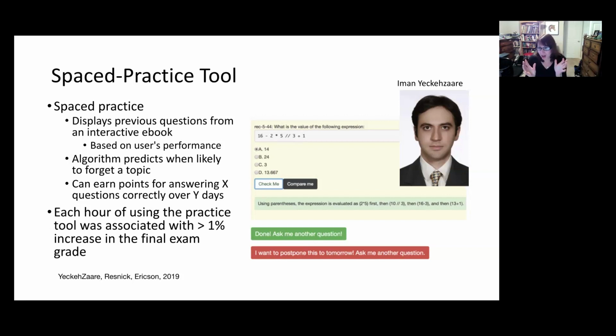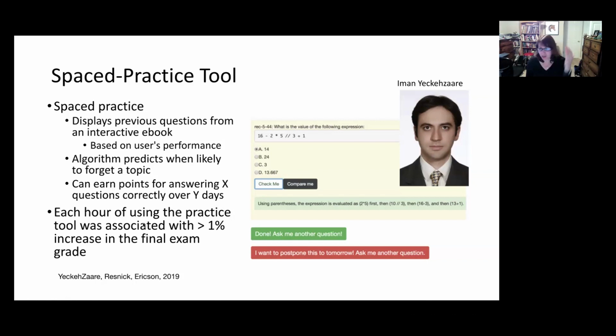As an instructor, I can set the tool up to have them earn X number of points over Y number of days in a semester, to encourage them to practice over the semester. And then when they're answering a question, it'll show them some question. They can say, done, ask me another. Or if they get a question that they don't really know the answer to, they can say, I want to postpone this to tomorrow. And then hopefully they look up, what is that thing?